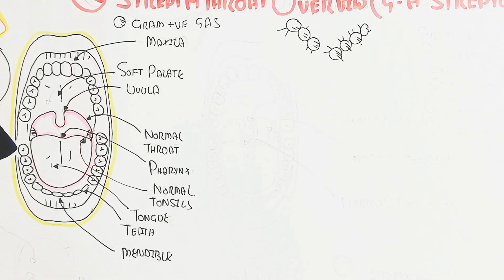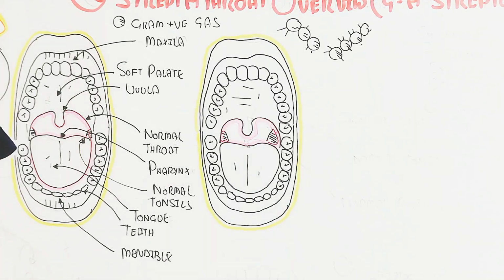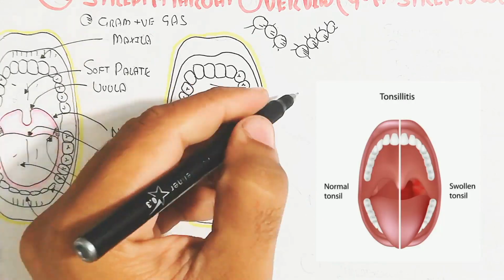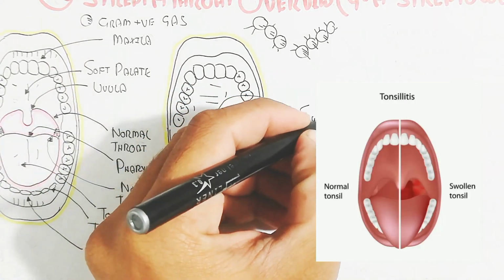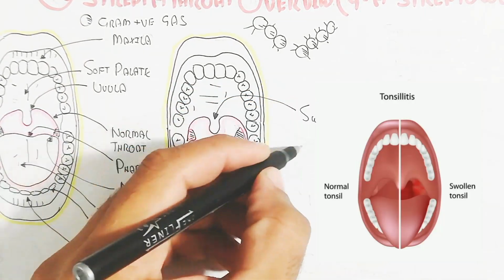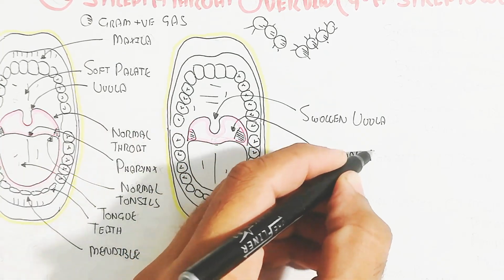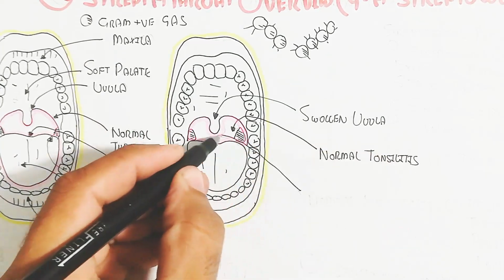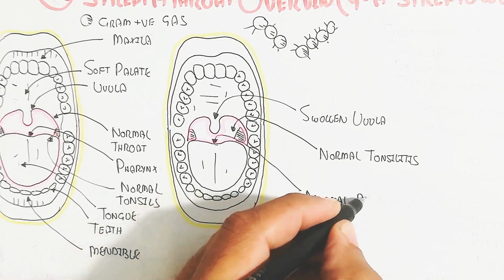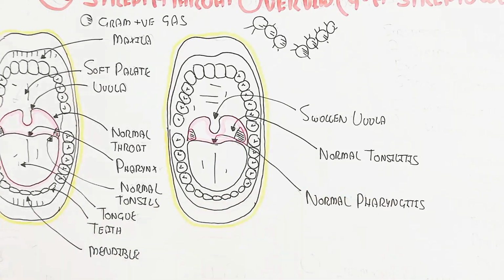Let's learn a bit about the mild tonsil. It is a swollen tonsil. In this way, the tonsil will swell in the oral cavity, as shown in the diagram, and the uvula is also swollen.